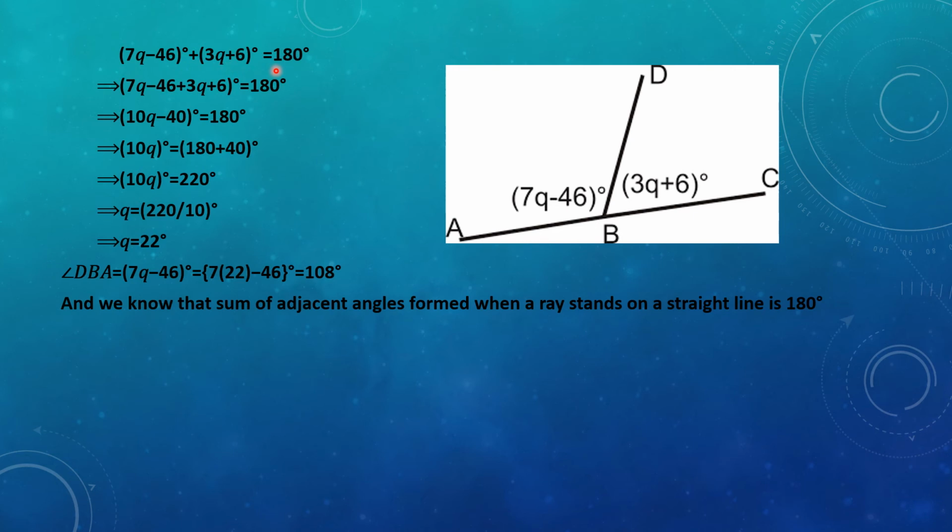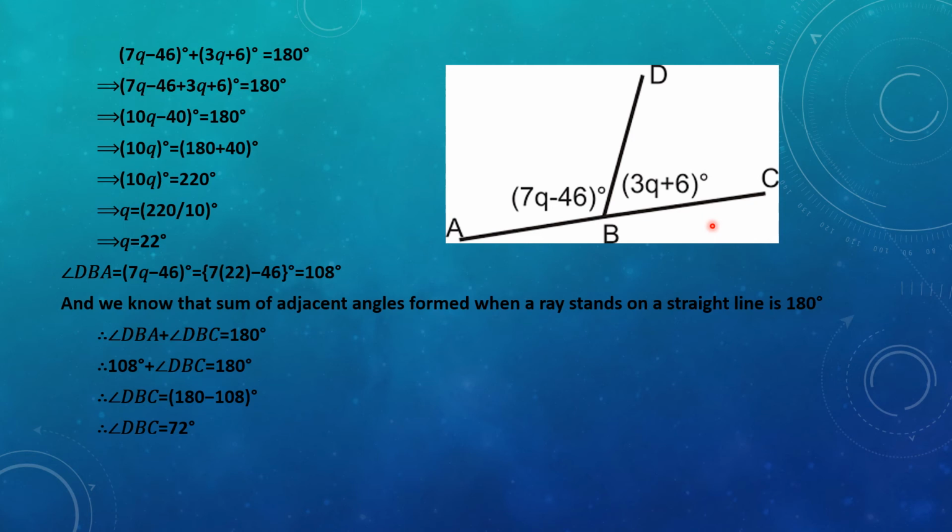So substituting the value of 7Q minus 46 degrees, or the value of DBA, in this equation and finding the value of DBC, we get DBA plus DBC equals 180 degrees, and angle DBA is equal to 108 degrees, plus DBC is equal to 180 degrees. So this will become DBC is equal to 180 minus 108. So DBC is equal to 72 degrees. So here DBC is equal to 72 degrees.